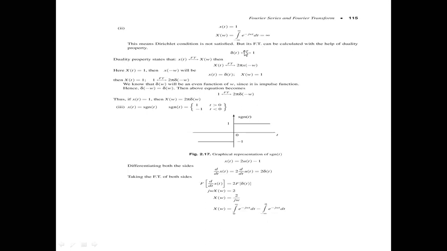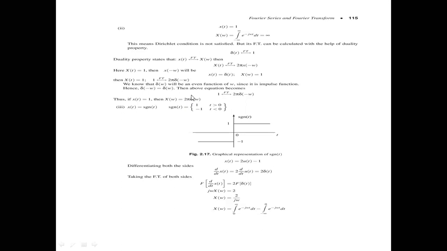So with the help of the duality property, you have to find the Fourier transformation of 1 using the impulse. The Fourier transformation of delta(t) is 1, and the duality property says the Fourier transformation of x(t) is 2π x(-ω). Using these two, the Fourier transformation of 1 is 2π delta(-ω). Actually, the impulse function is an even function, so you can write delta(-ω) as delta(ω).